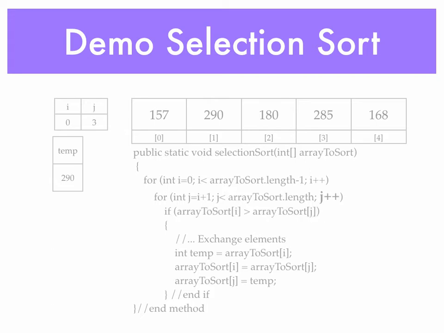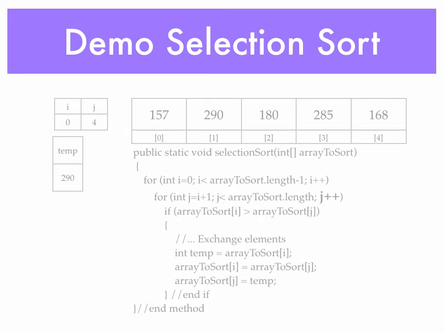We'll come back up to the top and increment j. j now has a value of 3. Is j less than length? Yes, it is. We now ask the question, is what we find at position i, i is 0, so in position i is 157, greater than what we find in position j. j is a value of 3. In position 3 is 285. That's not true, so we don't go into the block of code.